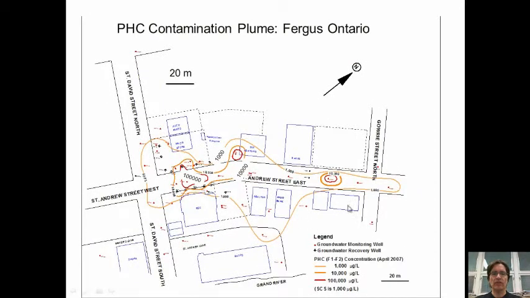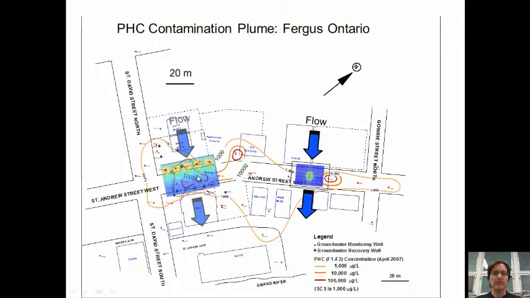So the site, here's a plan view of the site in Fergus. These are concentration contours of petroleum hydrocarbons, the F1 and F2 fractions in 2007. So a field test was set up in this area, and where they injected dissolved oxygen at very high concentrations using a special apparatus under high pressure, high concentration oxygen to look at the behavior of oxygen and see if it could be used to enhance the dissolution of these hydrocarbons.